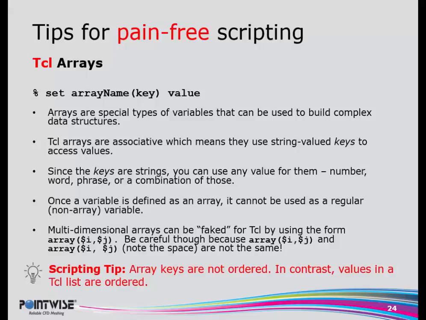They use string-valued keys to access the variables, which I mentioned, and those keys are strings, so they can really be anything, including stuff like this, like i,j. So you can kind of fake these multi-dimensional arrays because, again, the key is just a string, so I could use 1,1, 1,0, and just effectively fake a multi-dimensional array.